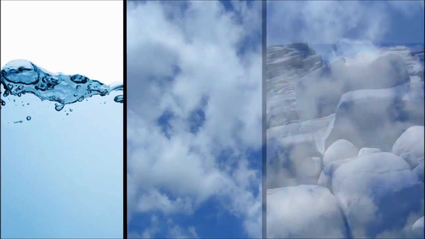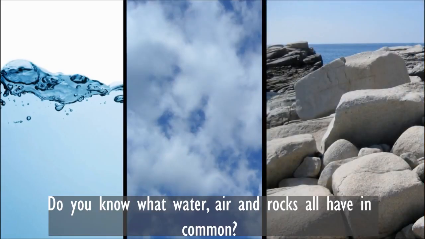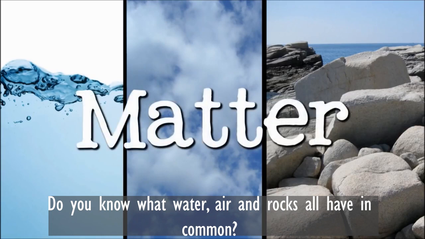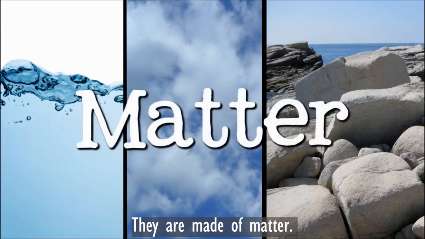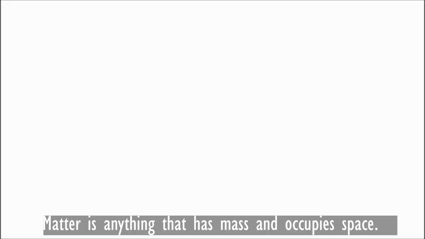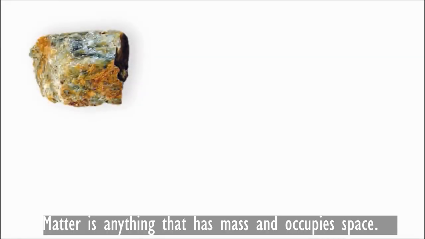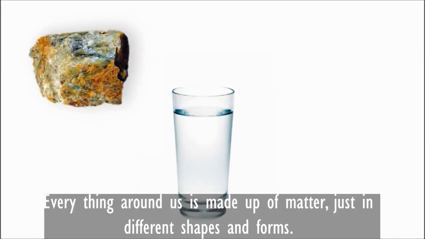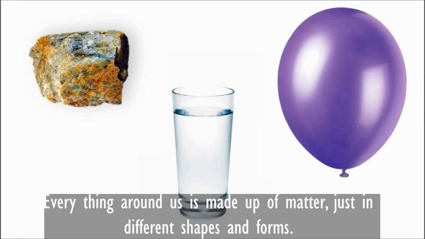Properties of matter. Did you know what water, air, and rocks all have in common? They are made of matter. Matter is anything that has mass and occupies space. Everything around us is made up of matter, just in different shapes and forms.